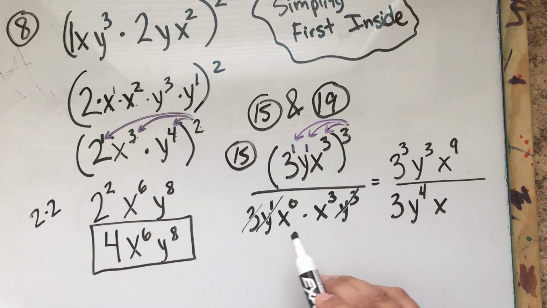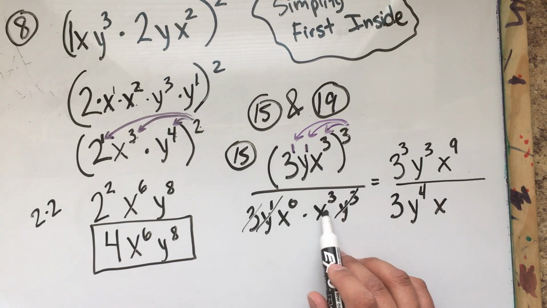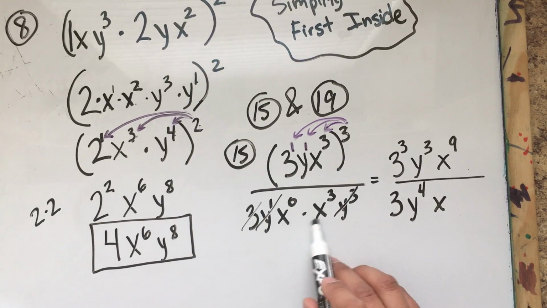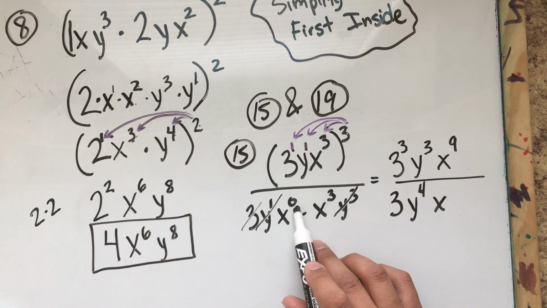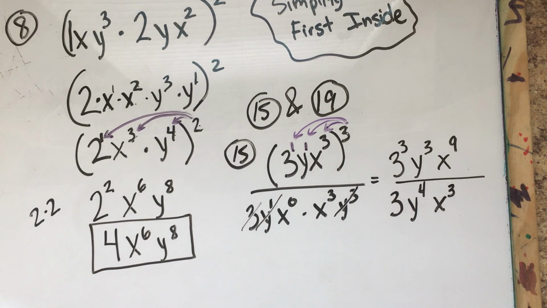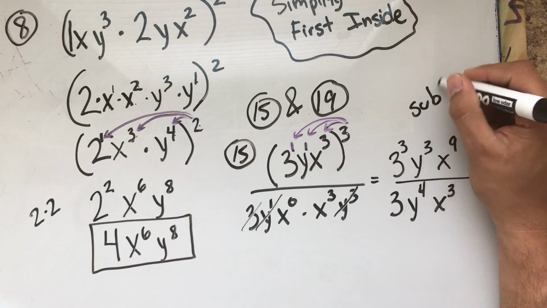And then last but not least, let's go ahead and combine x's. So x to the 0 times x to the third. Same base, add the powers. So 0 plus 3, that's still 3. Okay. Now this is where it gets interesting. Okay. Now I'm going to use the subtraction rule.